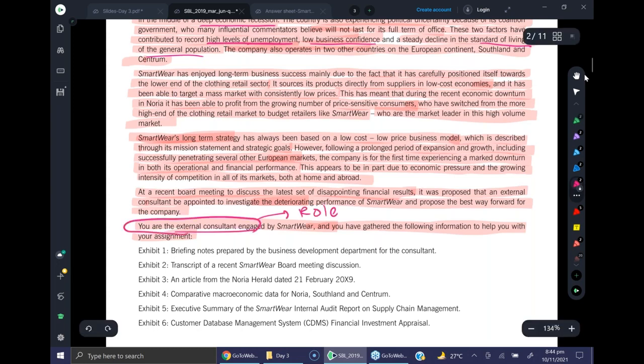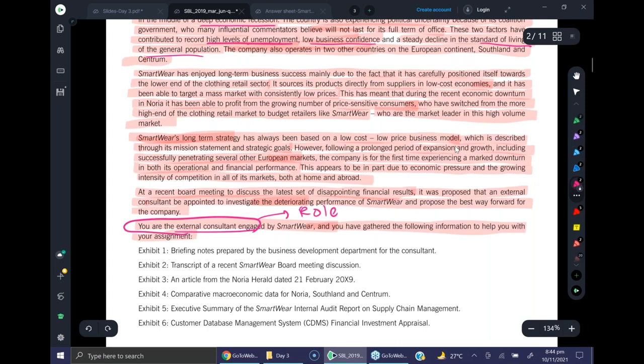So yesterday we had a different role in every requirement, but in this case study, in this past paper, you have one role for all requirements. So that's the variety you can expect in SBL exams.